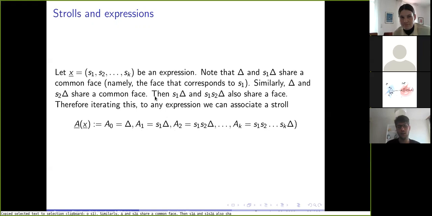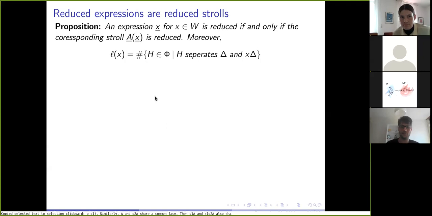All right. And this is really nice, that the fact that reduced expressions are actually reduced strolls. And we will prove this. We will just use induction on the length of an element, basically. And we will actually prove something more. We will prove that the length of an element is the number of hyperplanes that separate delta and x delta.